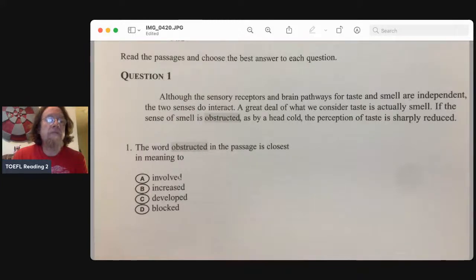A, involved. B, increased. C, developed. Or D, blocked. What do you think? The word obstructed in the passage is closest in meaning to what? What does obstructed mean? A, involved. B, increased. C, developed. And D, blocked.